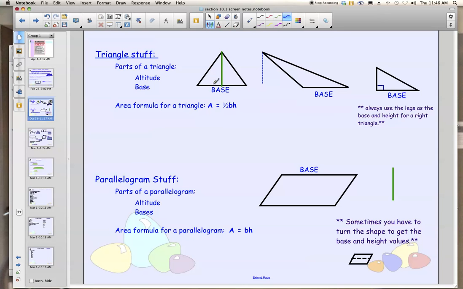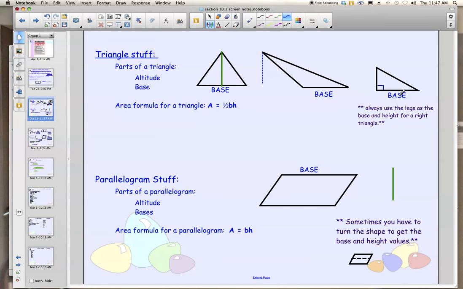Base usually refers to the bottom line. Notice I have bases labeled there. The height would be the altitude line, the line that shows the height of the triangle. It is not usually the side of the triangle. The exception to that is the right triangle. With a right triangle, the other leg shows the height. So for a right triangle, you'll always use the base and the height.